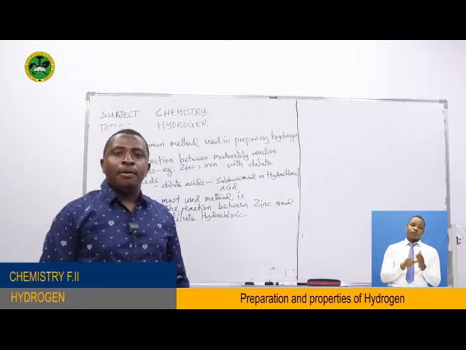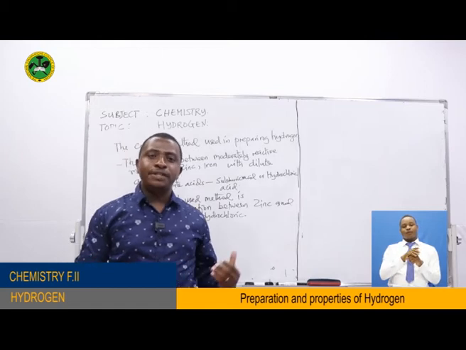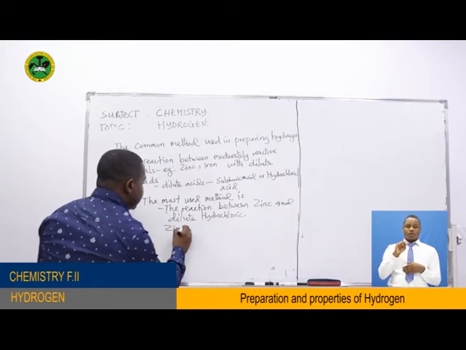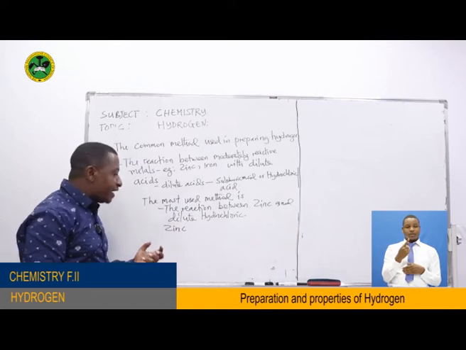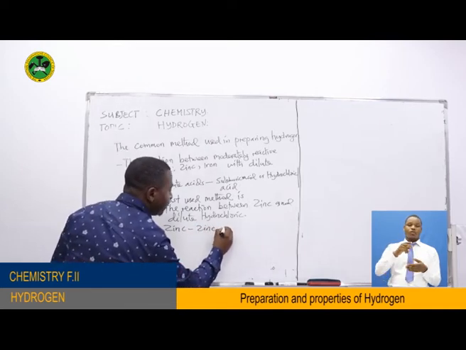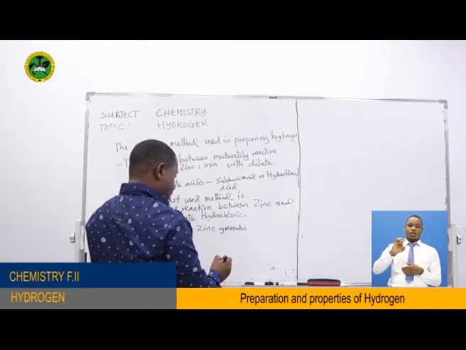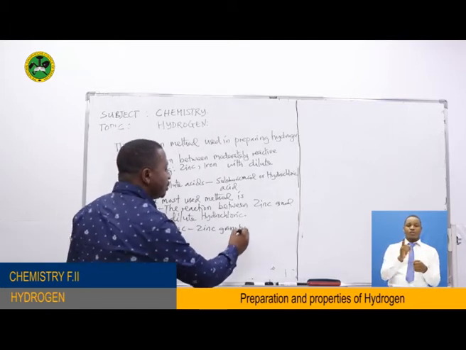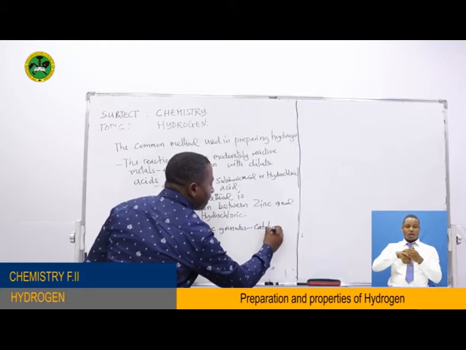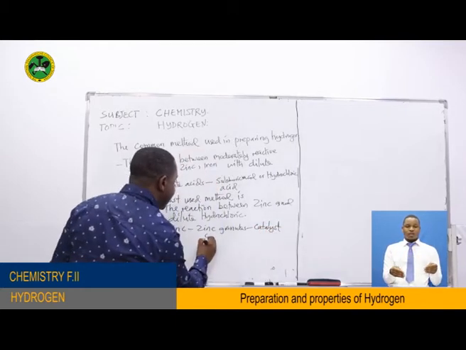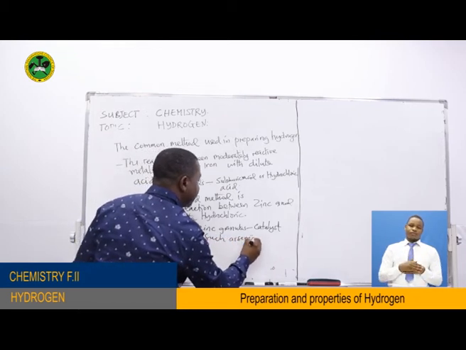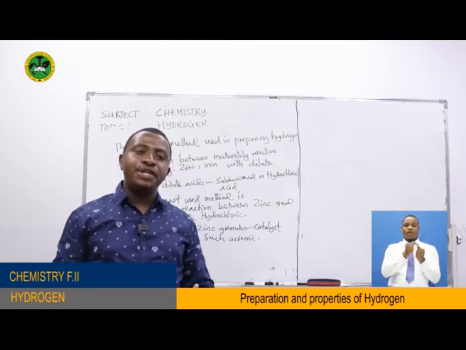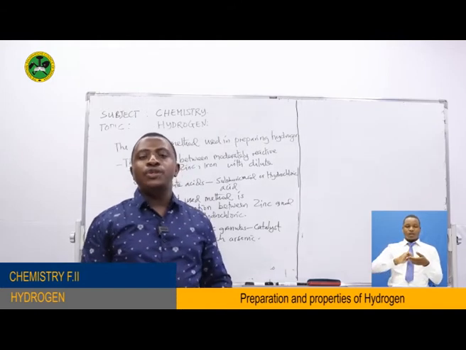Dear students, most of the scientists do prefer to use this kind of method because zinc, I said zinc, but specifically it is zinc granules. Zinc granules, which are impure, are said to contain some catalysts, such as arsenic. So these catalysts do speed up the chemical reaction between zinc and hydrochloric acid to produce hydrogen gas.